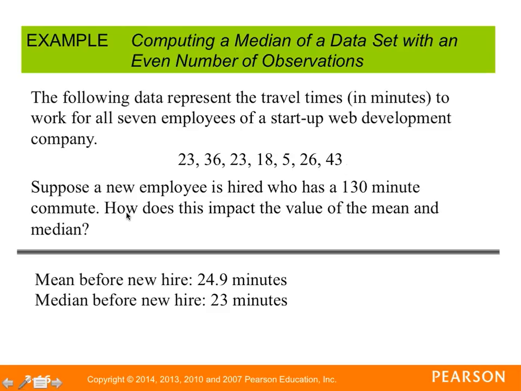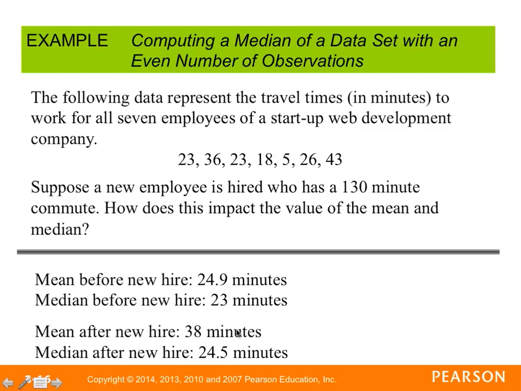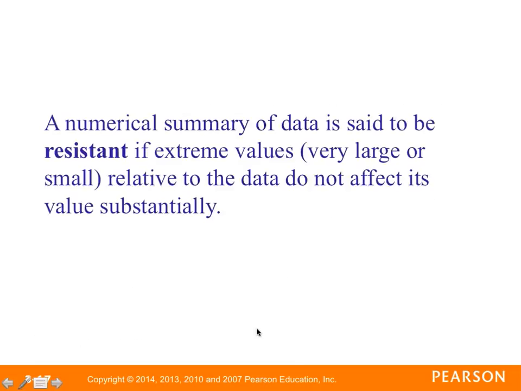If you recalculate this, our previous mean was 24.9 and our previous median was 23. If we do it again with this 130 minutes, our median is going to be 24.5, because we end up with 23 and 26 in the middle. The mean, though, is 38, so it increased by quite a bit here.